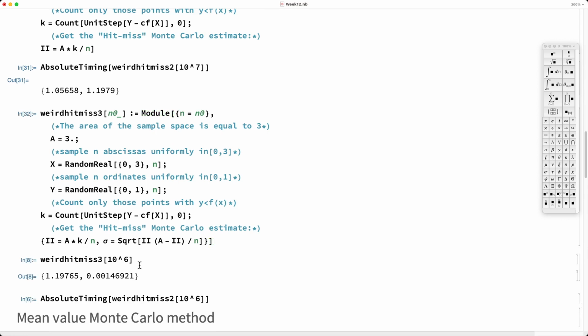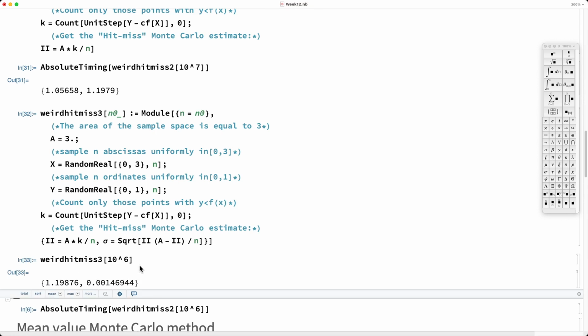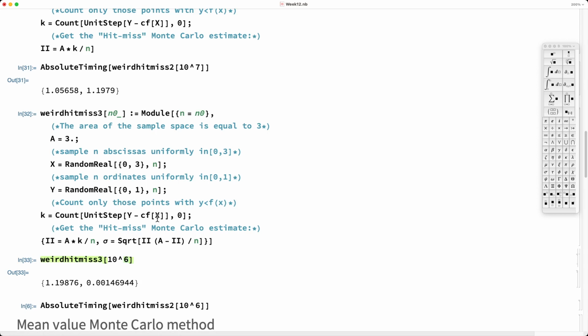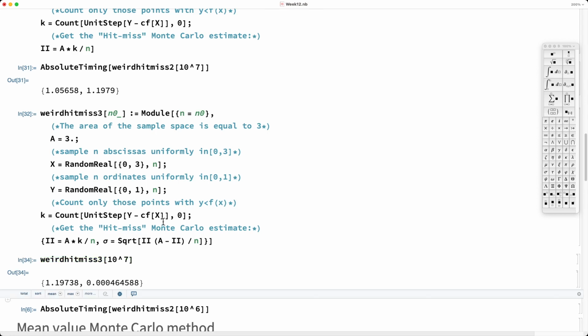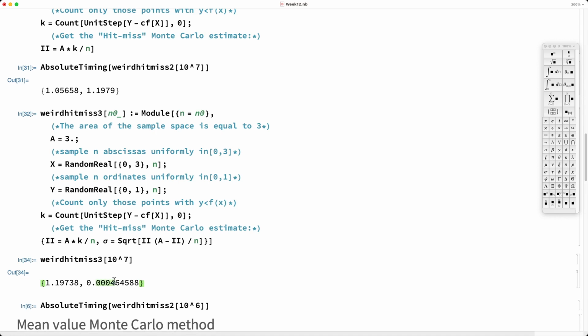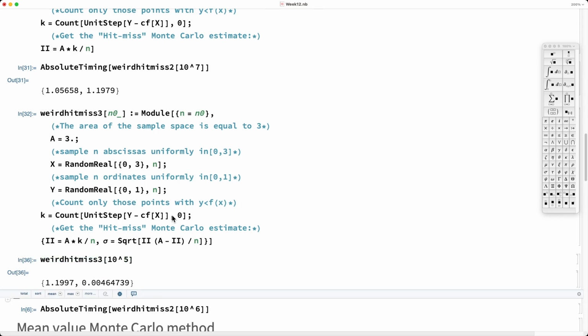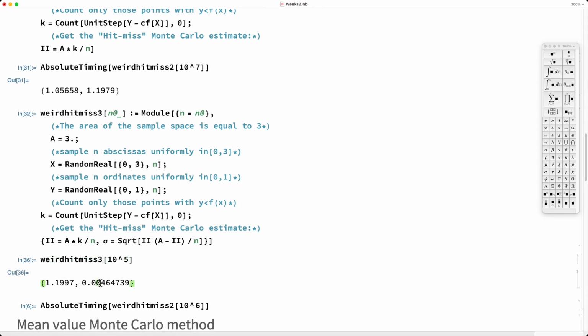And then I can ask for 1,000,000 samples or 10 million samples, and we can see that we get a more accurate result. The variance is smaller. So we have 3 zeros here. If we do 1,000,000 samples, then we get 2 zeros. If we go for 10 to the 5th, we get 2 zeros, and so on.